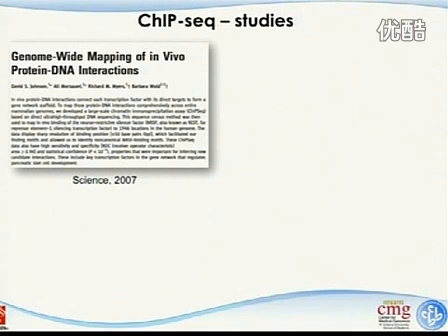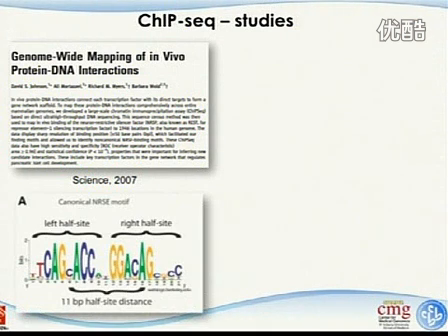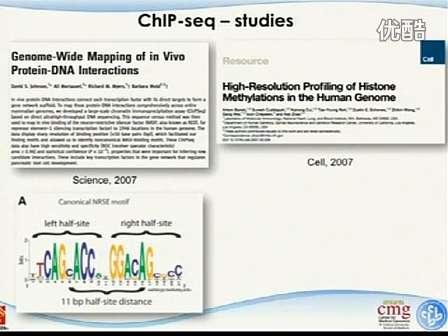A couple of ChIP-seq studies were published with pretty significant impact, and actually ChIP-seq is one of the first applications of next-generation sequencing, and most publications I'm introducing here were published in 2007. This is the first ever ChIP-seq data published, in Science in 2007. And they later identified the binding sites of the protein they were interested in.